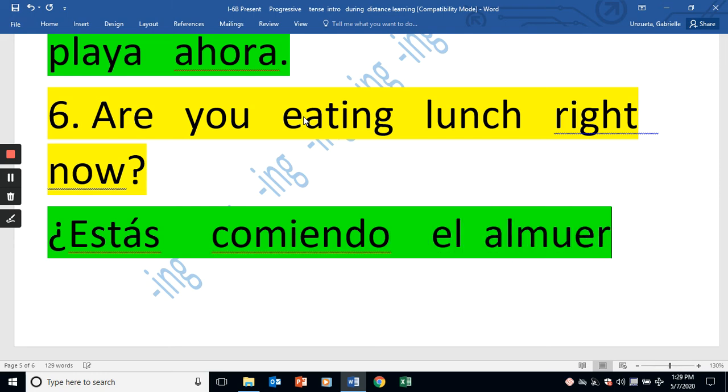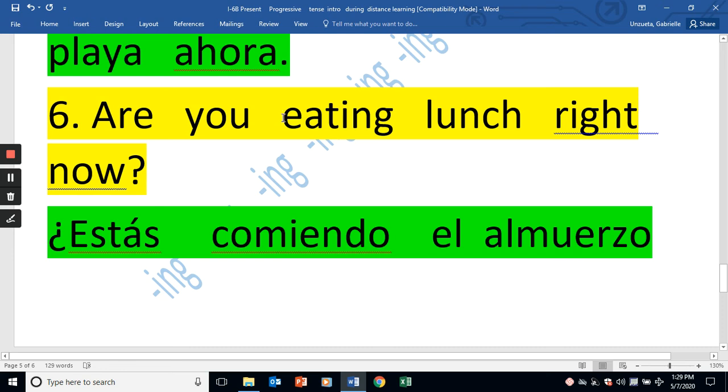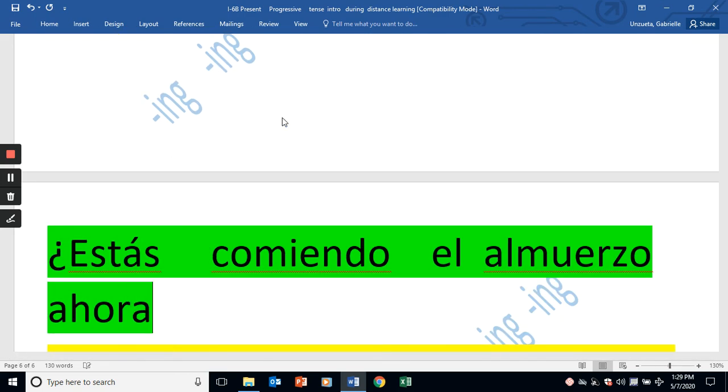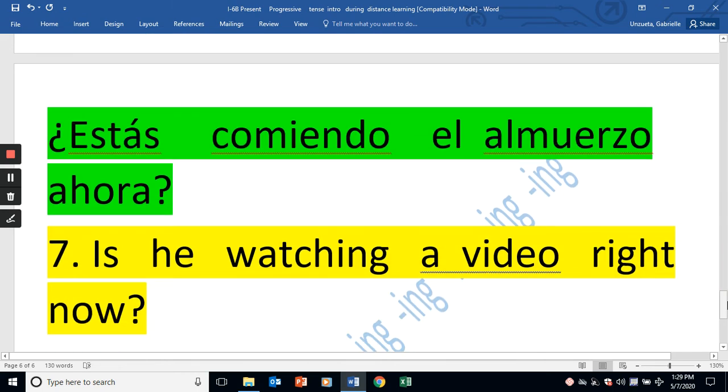El almuerzo is the lunch. I know in English, we don't say the lunch in this question, but we do in Spanish. And then ahora would be right now. ¿Estás comiendo el almuerzo ahora? ¿Estás comiendo el almuerzo ahora?